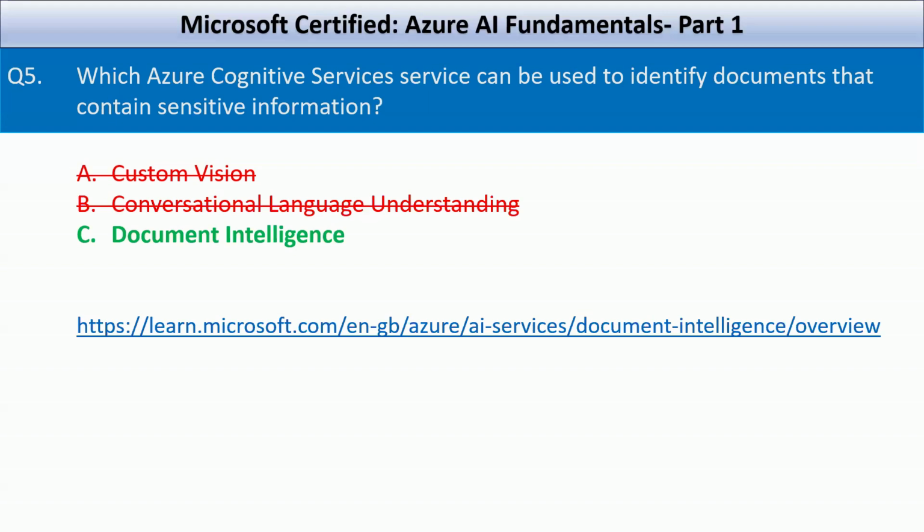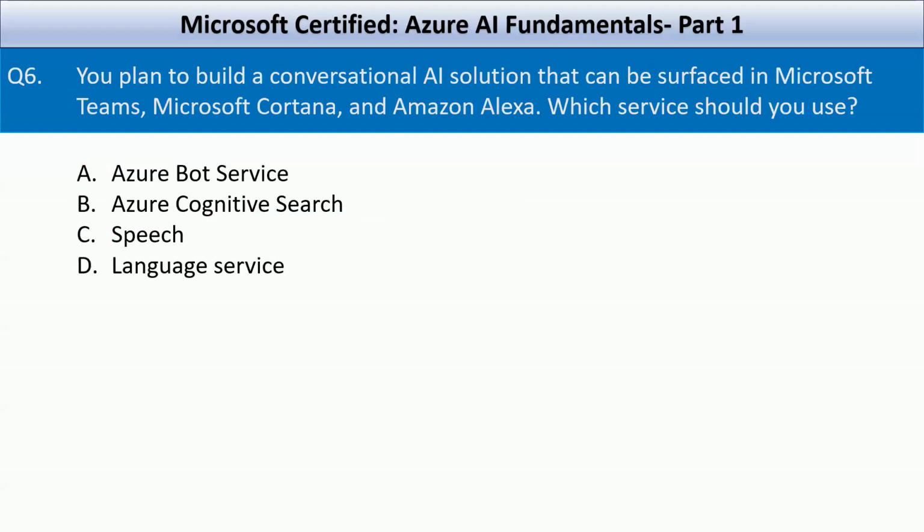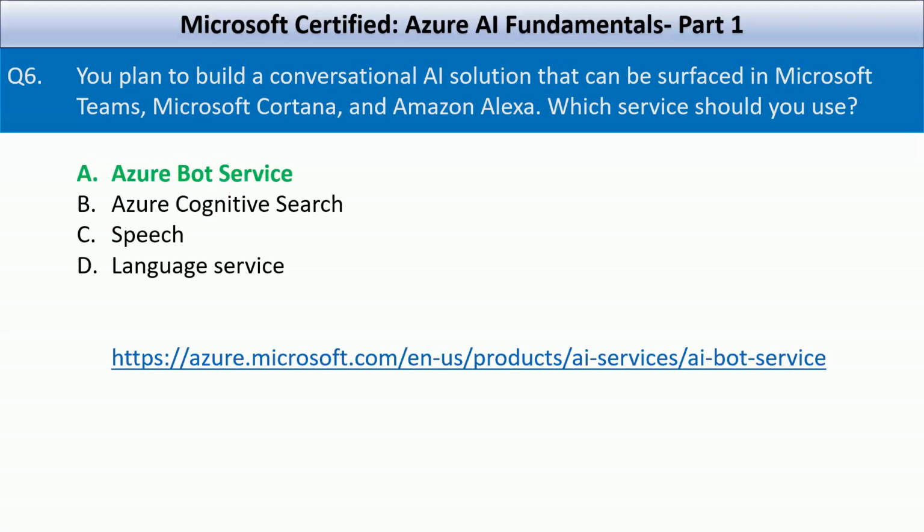Next question, friends. You plan to build a conversational AI solution that can be surfaced in Microsoft Teams, Microsoft Cortana, and Amazon Alexa. Which service should you use? Your options are Azure Bot Service, Azure Cognitive Search, Speech, Language Service. Now, friends, the correct answer here is Azure Bot Service.